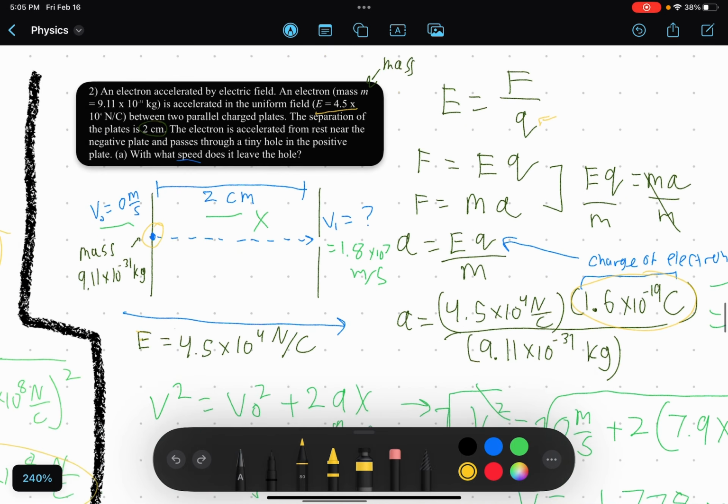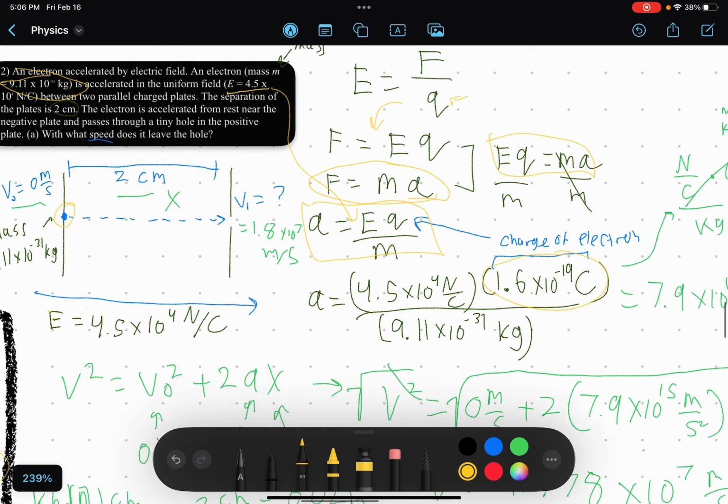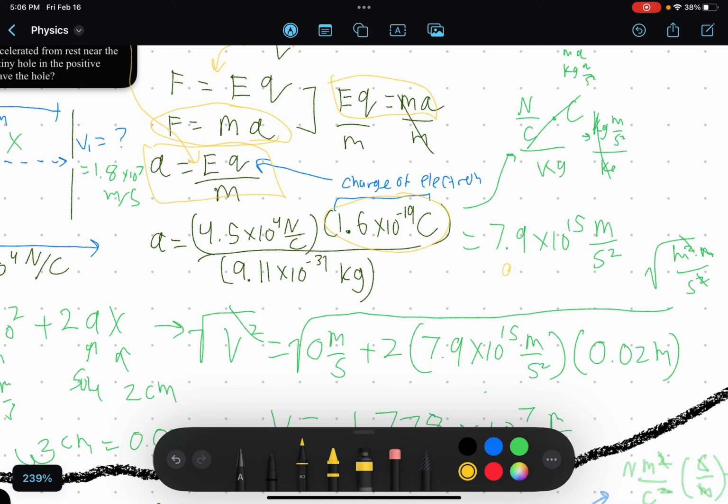We know that E is equal to force over Q. And then from that, it can go into force equals E times Q. And then you can remember that force is also equal to mass times acceleration. So you set them equal to each other and isolate for A to get this equation here. From there, you plug things in. You were given the E, so you plug that in. You know the Q because it's the charge of an electron, which she should give you. And then you have your mass also given here. So you plug that in, you find the acceleration.